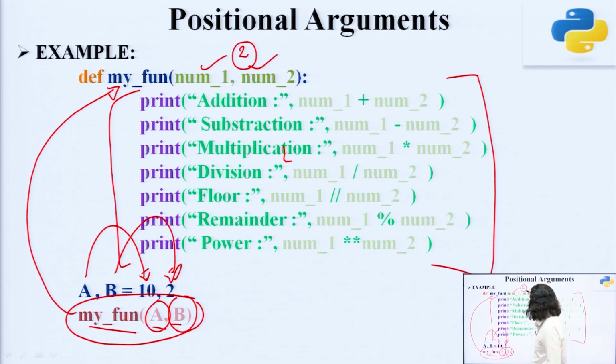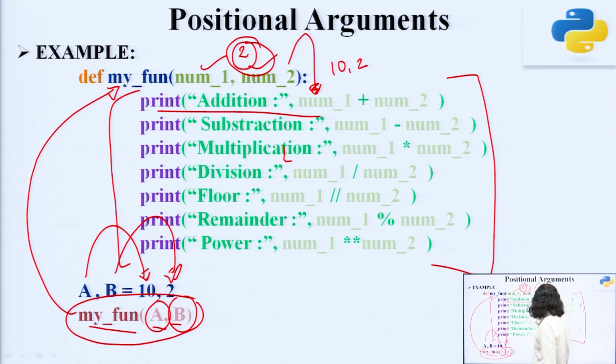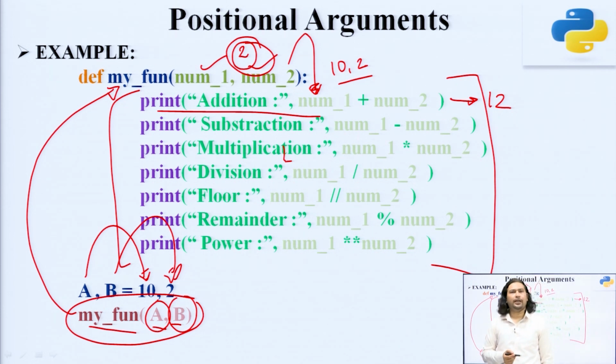From the definition, it will match this parameter and then execute statement by statement. The very first statement is the addition of 10 comma 2, that is, you will get the answer 12. Similarly, 10 minus 2 gives 8, 10 multiply 2 gives 20, and so on.